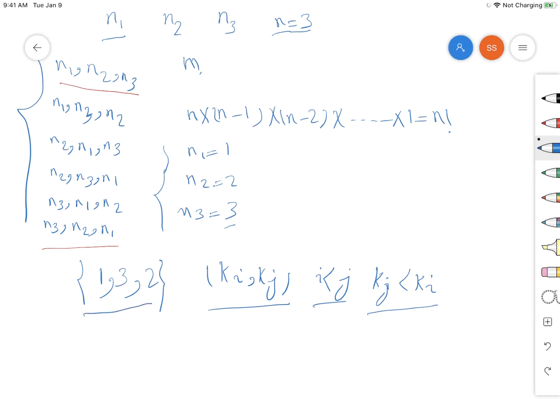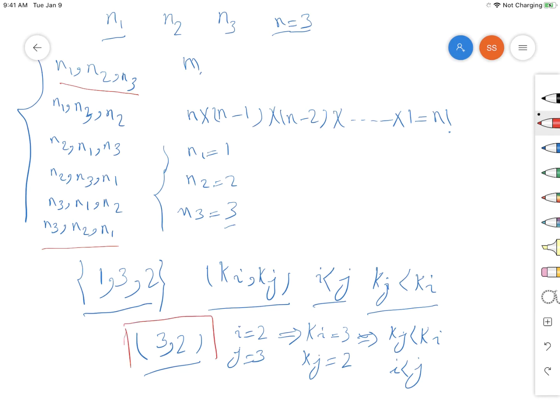In this permutation of the 3 numbers 1, 2, and 3, the only inversion is the pair 3 and 2. This is because the index i for this pair is equal to 2, assuming we start at index 1, and j is equal to 3. We know that K of i is equal to 3 and K of j is equal to 2. So we have the condition that K of j is less than K of i, and also i is less than j. So 3 and 2 is an inversion in this permutation.